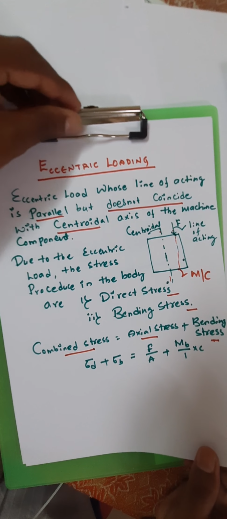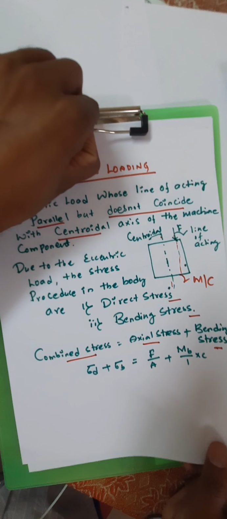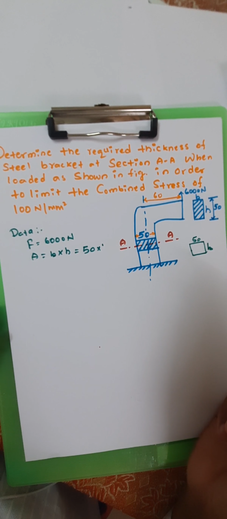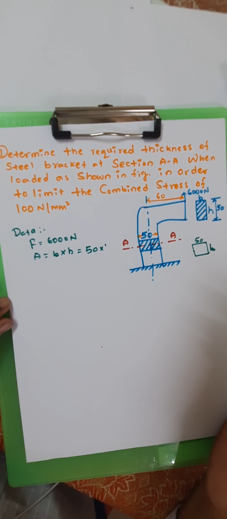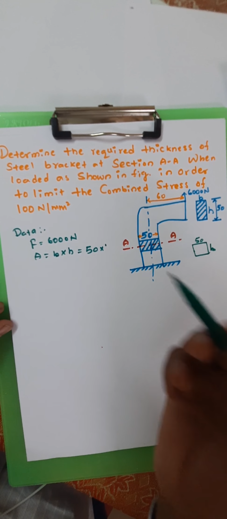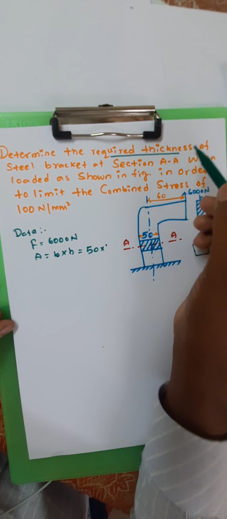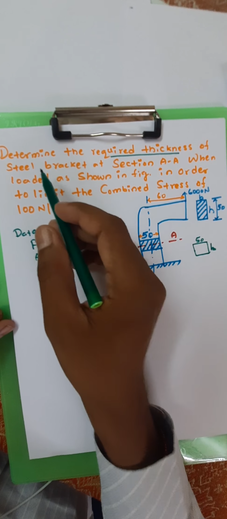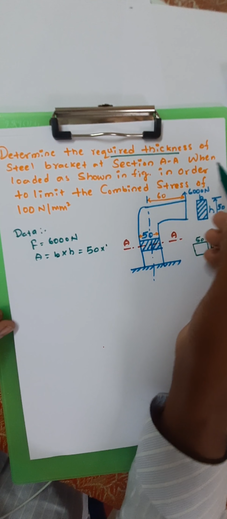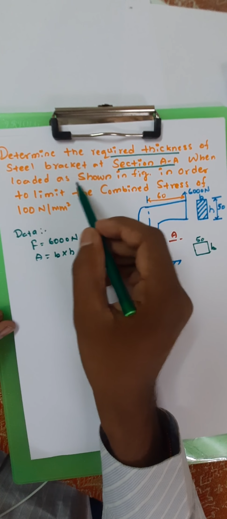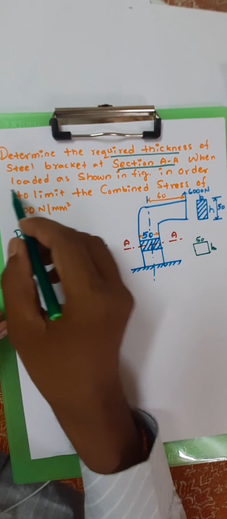Now we will discuss one very important problem which is based on eccentric loading. This is the given problem. First let us understand the given problem. Here we need to determine the required thickness of a steel bracket at section AA when loaded as shown in the figure.